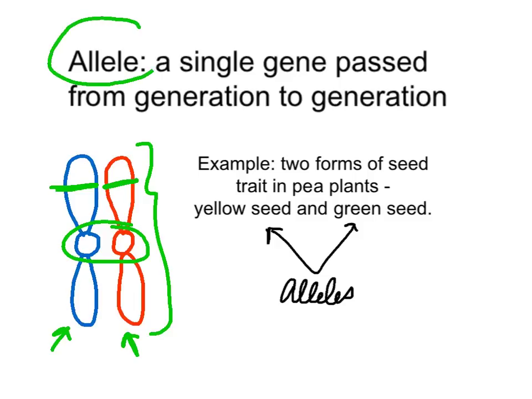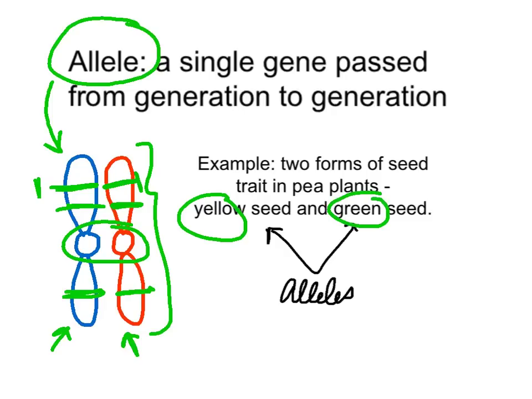So an allele is a single gene passed from generation to generation. These chromosomes contain tons and tons of alleles. You can just find, for example, one of them right here, and then there might be another one right here, there might be another one right here for different kinds of traits. So an example would be the two forms of a seed trait in pea plants. If I'm looking at a yellow seed and a green seed, these both code for color. However, one of them codes for yellow, one of them codes for green. Those would be our alleles.